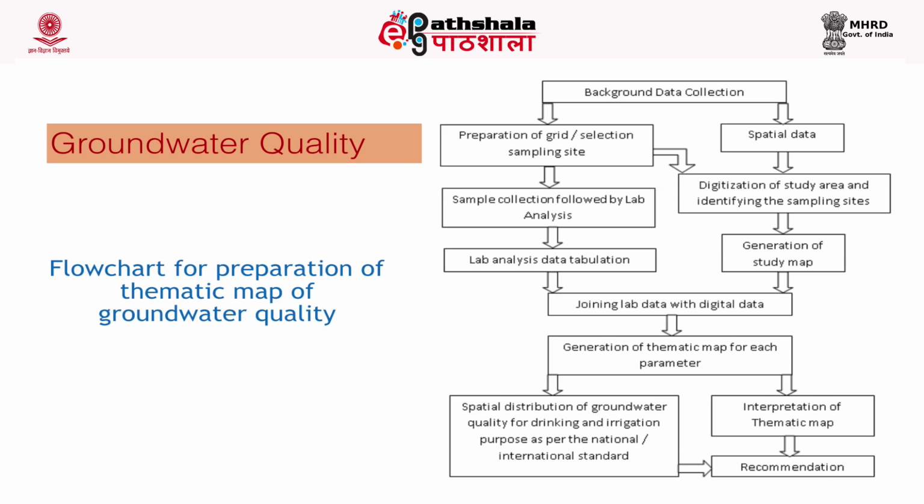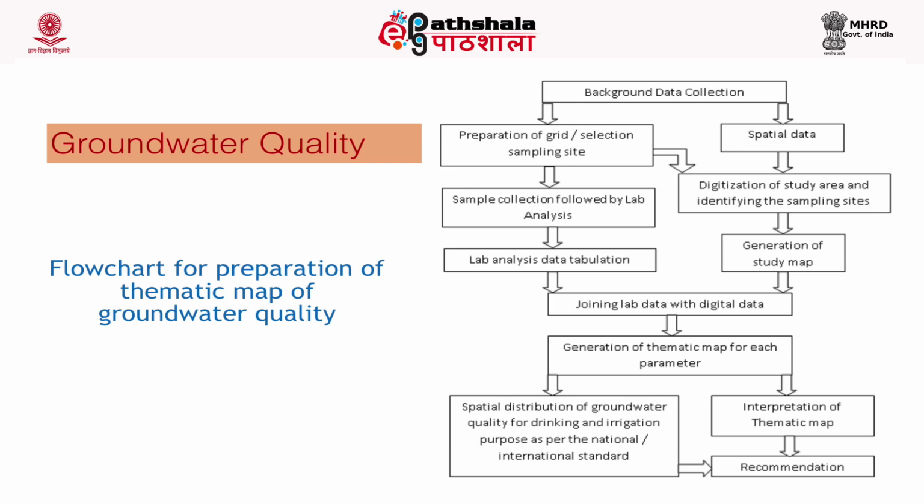First, we have to have the background data collection. Then, based on the background data, we can prepare the grid for the study area. We can select sampling sites, and from the field work we will collect samples, and the samples will be analyzed in the lab for different chemical parameters, and the lab analysis data will be tabulated mostly in an Excel sheet or any table format we will store. And at the same time, based on the background data, spatial data will be digitized for the study area.